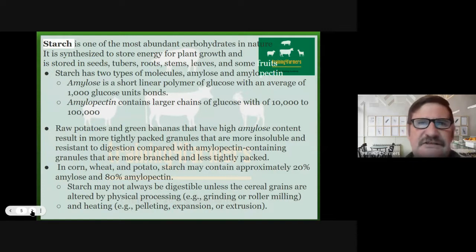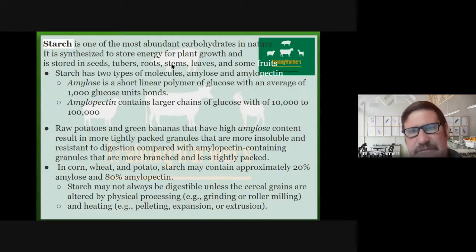Okay, so we said starch is the most abundant carbohydrate in nature. It is synthesized and stored for energy for plant growth. It can be stored in the seeds. Eventually it's stored in the seeds. That's what it's making it for. It can also be stored in tubers like potatoes and sweet potatoes and so on, in roots and so on, in stems. Stems, if you think about a prickly pear, the thorns is actually the leaf, and the thing that looks like a leaf in a prickly pear is actually the stem. So there, the carbohydrates are stored in the stem.